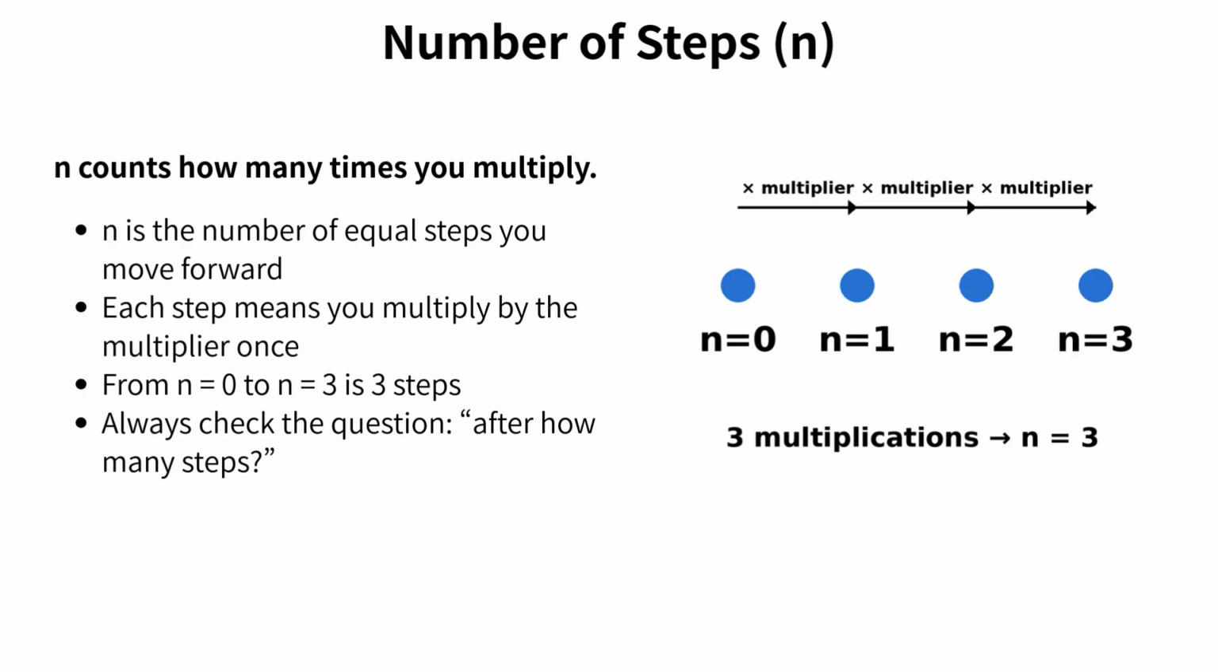So notice the key idea. From n equals 0 to n equals 3 is 3 steps, not 4. It's 3 equal jumps forward, and each jump is one multiplication. That's why you should always pause and read the question carefully. Does it say, after 3 steps, after 3 years, or, at time n equals 3? Once you lock in n correctly, the rest of the calculation becomes straightforward.